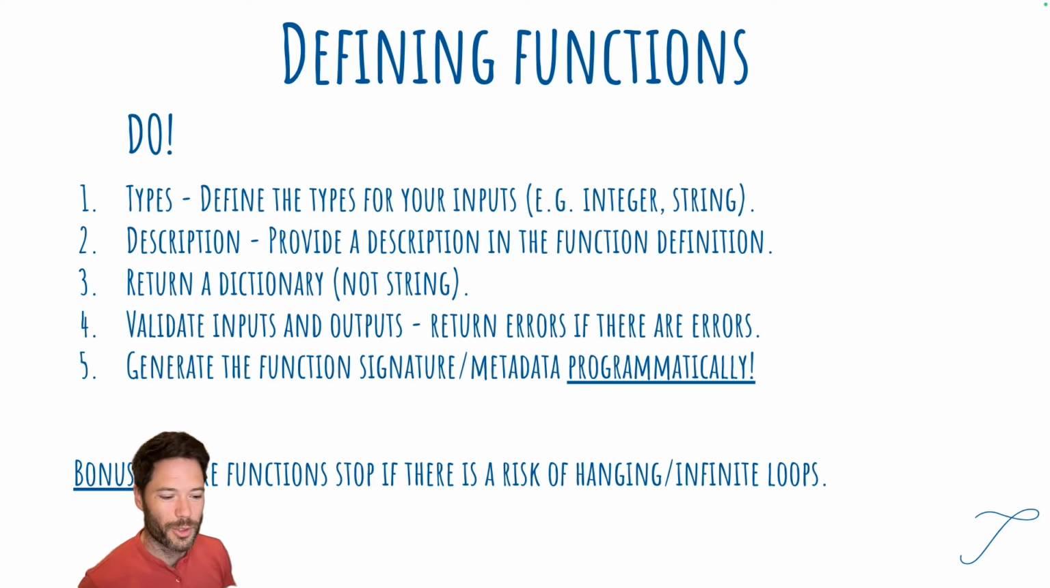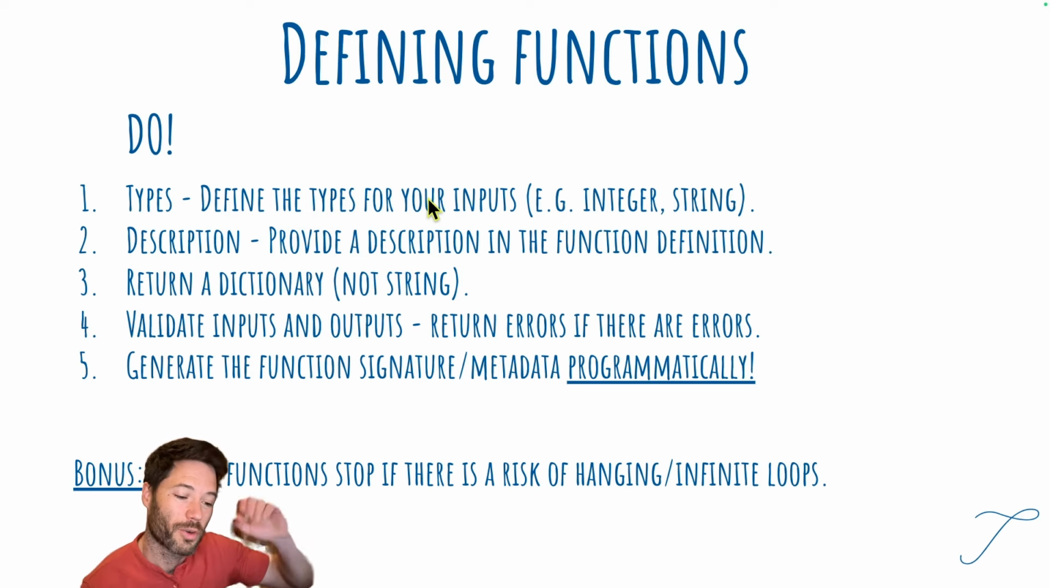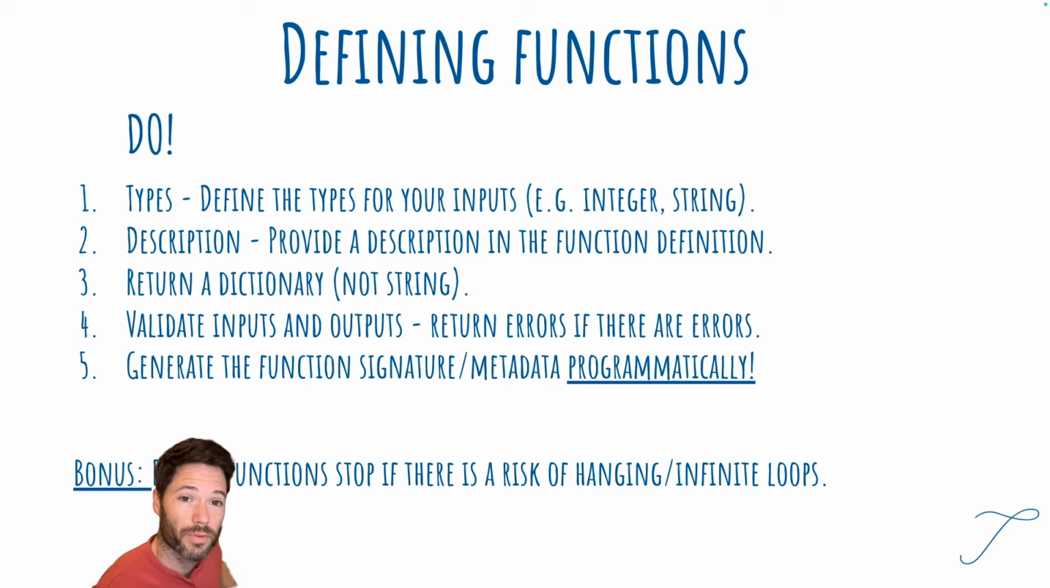So here are some quick do's, and we'll jump then into an example. Some do's on defining functions. Do define the types. So when you describe a function for getWeather, make sure you say which of the inputs are integers, which are strings. Do include a description. I'll show you that in VS Code. Do return a dictionary. So functions, of course, can return many types of objects like strings or integers or floats. I like returning a dictionary though. It keeps the structure consistent so that there are always the same objects being returned.